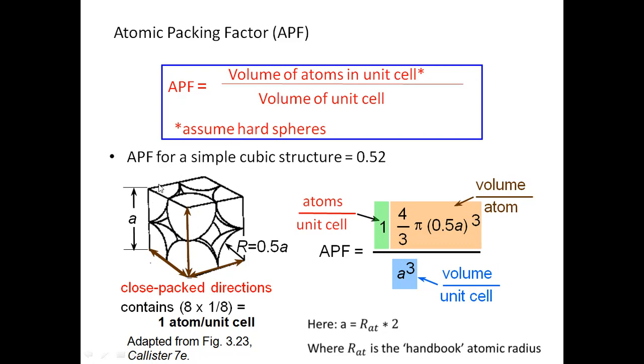They are touching each other. So this corner atom is touching this other corner atom. If this one is touching this one, the radius is up to here, which is half of A. If A is this part and these two are touching, they're meeting halfway, which is 0.5A. So the radius is 0.5A. Are we together there? I need to make sure that everyone has gotten the concept here. Feel free, please, to ask.